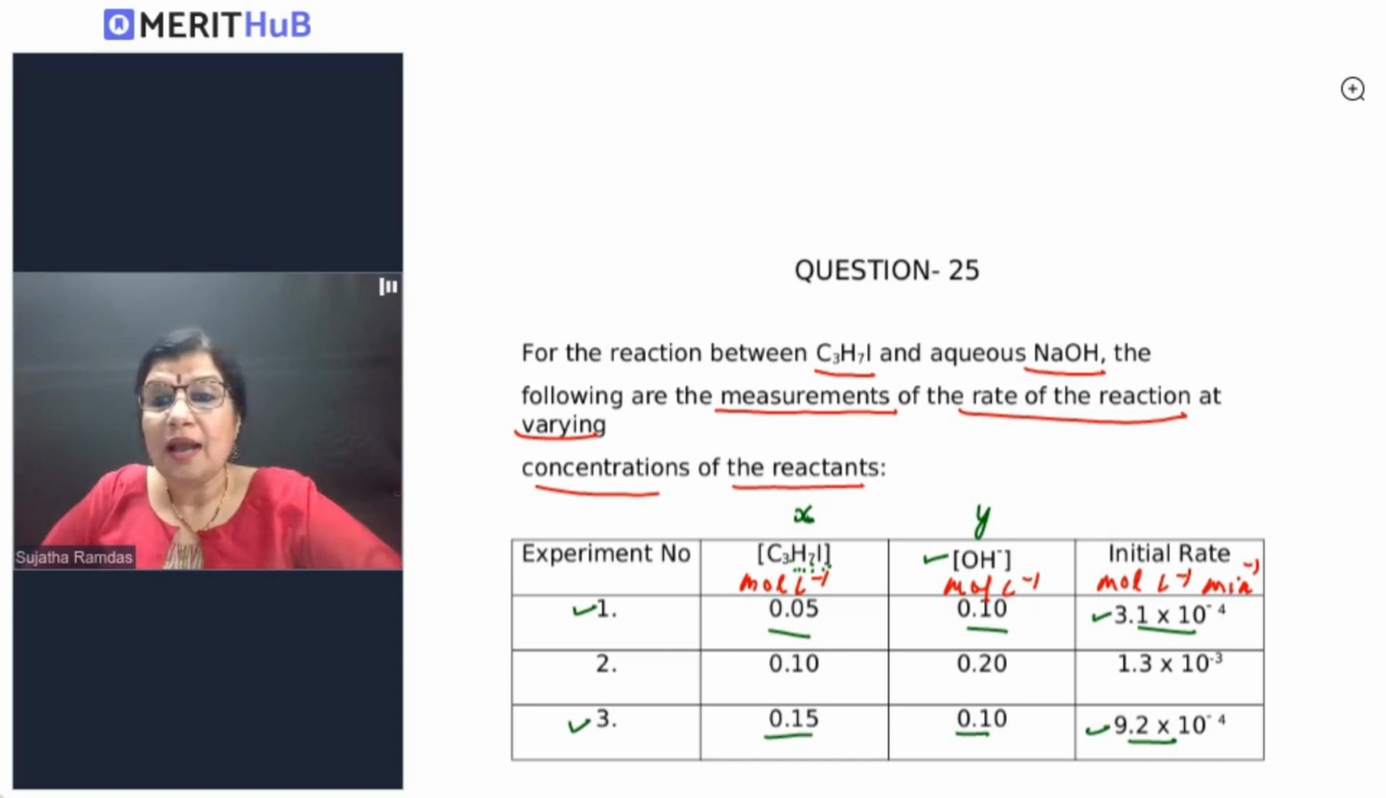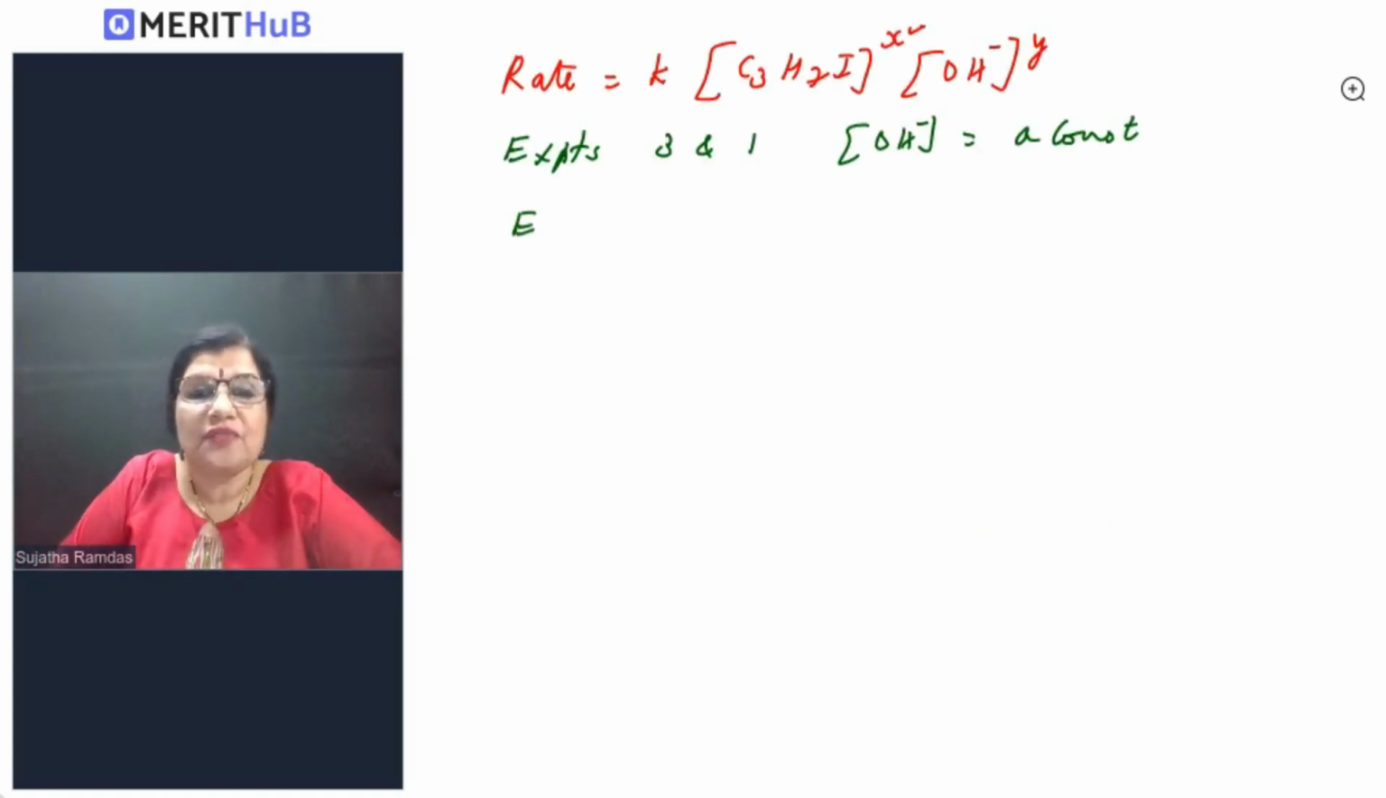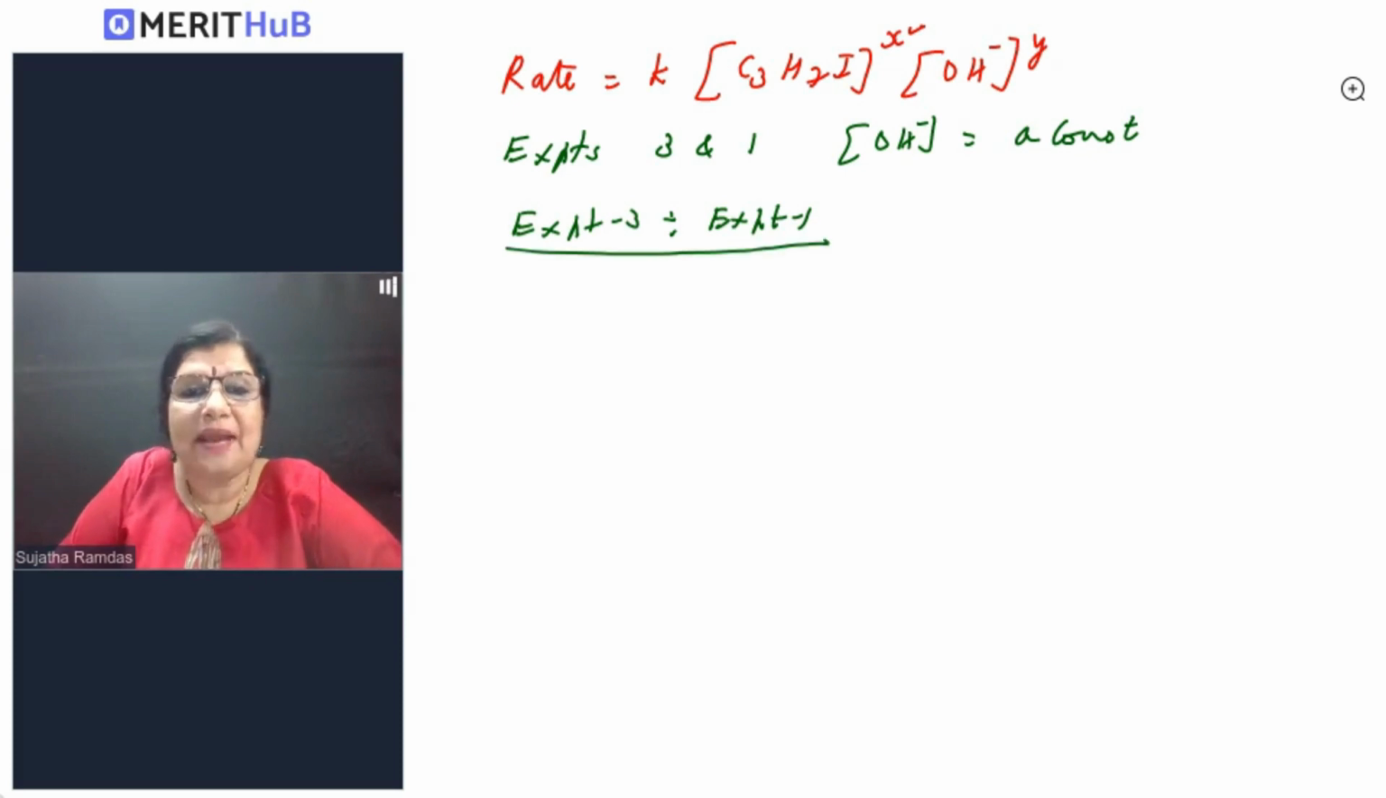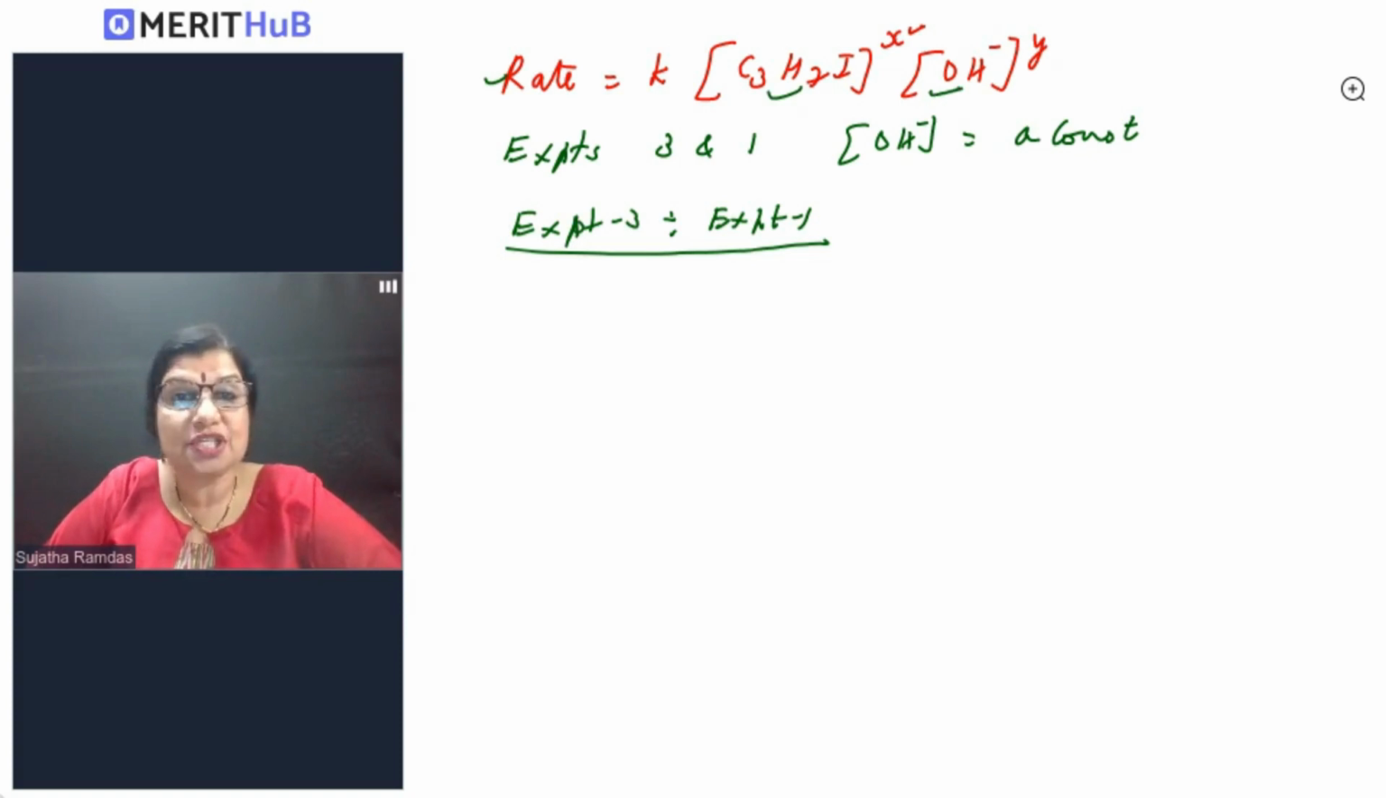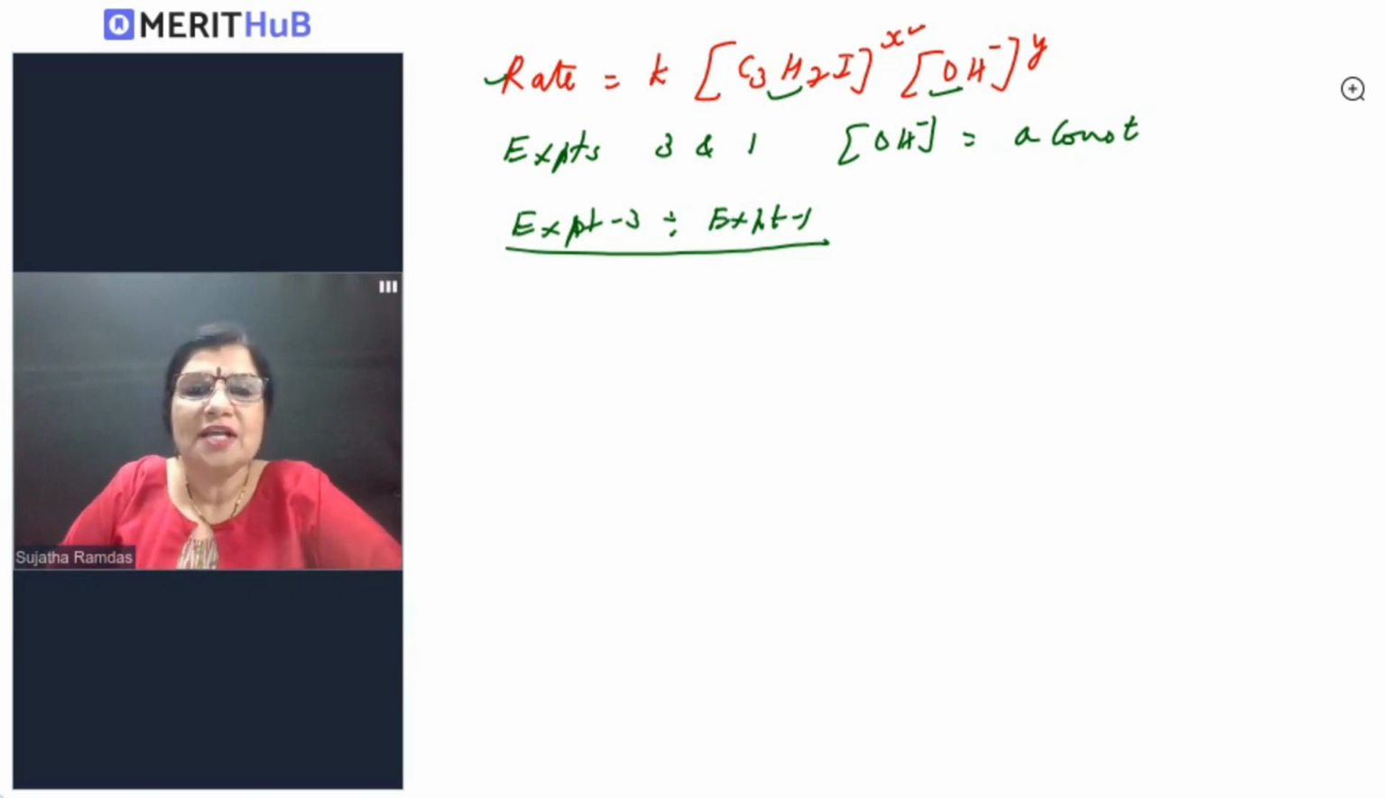Now before we write down the formula, let's also look into the rates of experiments 1 and 3. Experiment 3 has a higher rate, 9.2 into 10 to the power of minus 4. So we'll start with experiment 3. In other words, we will do experiment 3 divided by experiment 1. What do I mean by this? We plug in the values of rate and these concentrations in experiment 3, divided by plugging in all those values of experiment 1. Okay, so let's start. We start with the rate of experiment 3. What was that?